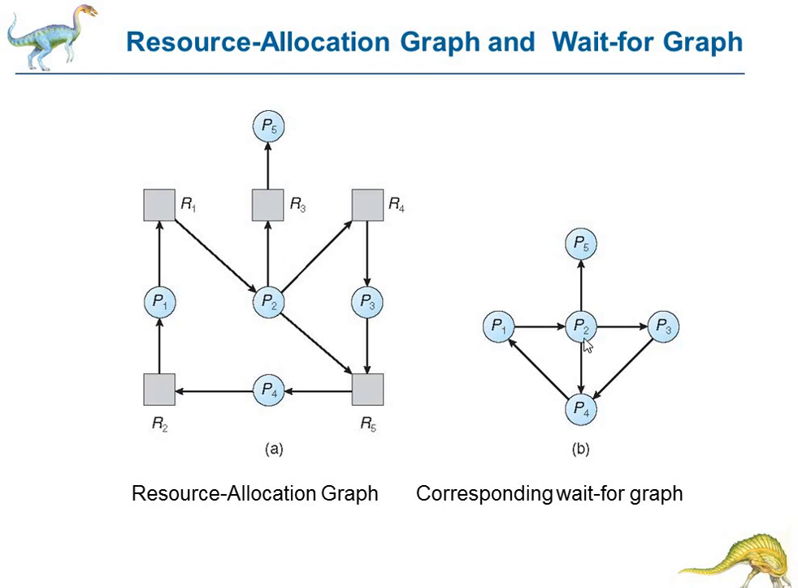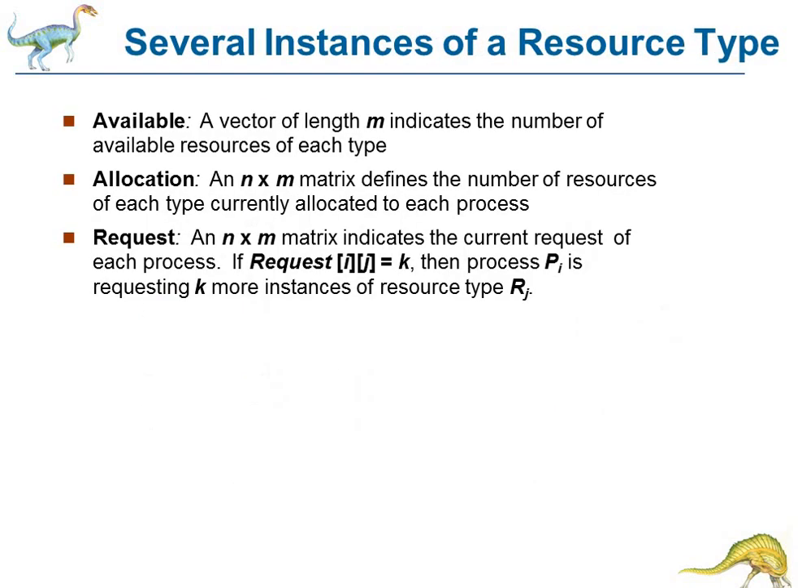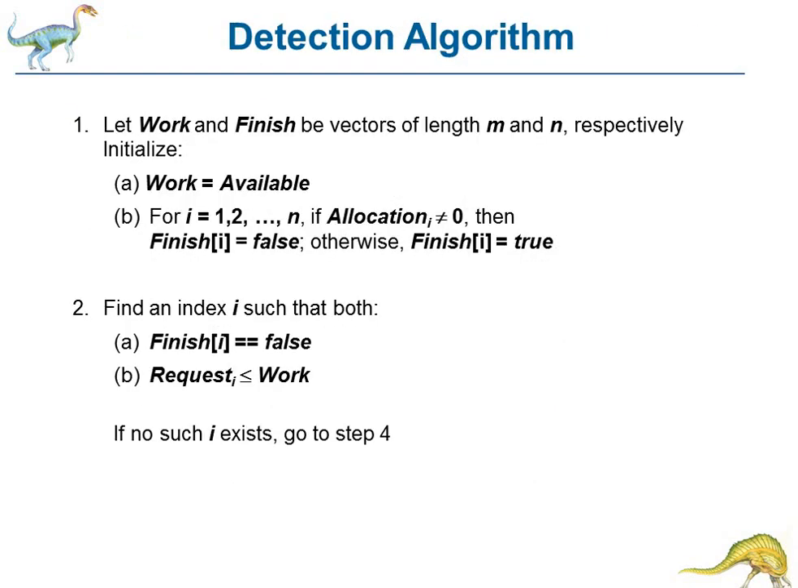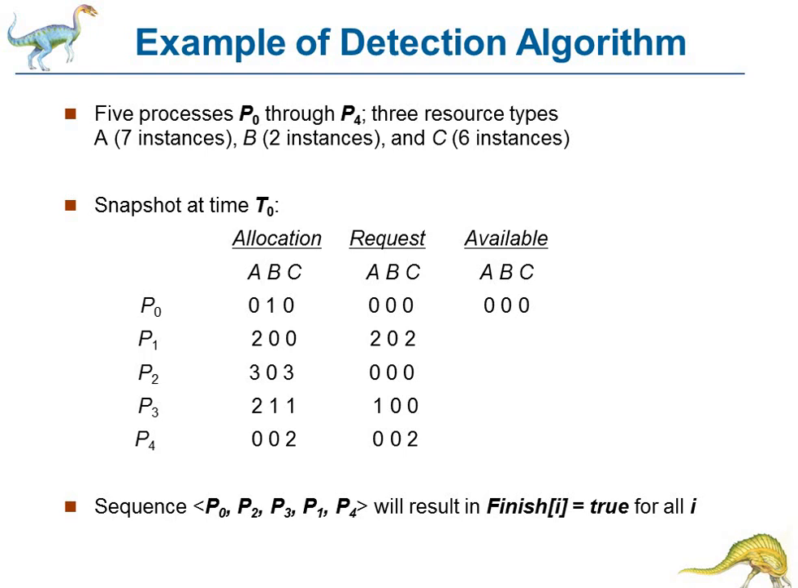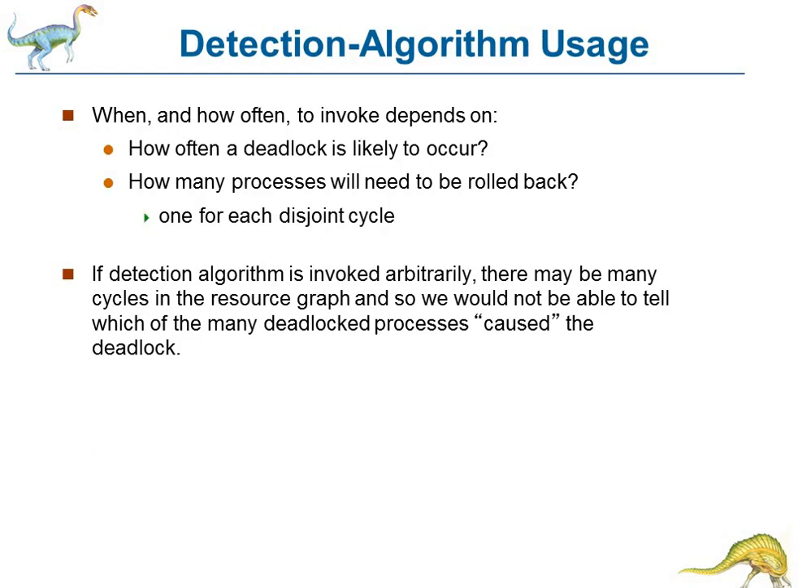Then you can easily detect the cycle and remove it, and then you recover from the deadlock. See, this is an example of a deadlock detection algorithm. Work it out in your class.